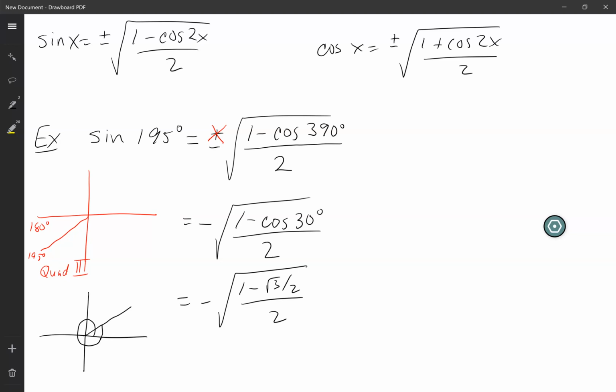So that shows how we can use the half angle formula to calculate an exact value of a trig function, the sine of an angle here. That's not one that we would typically remember.